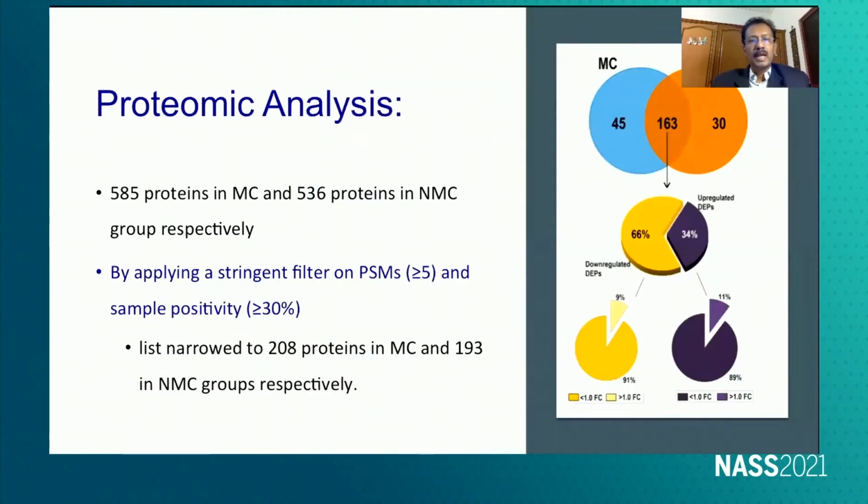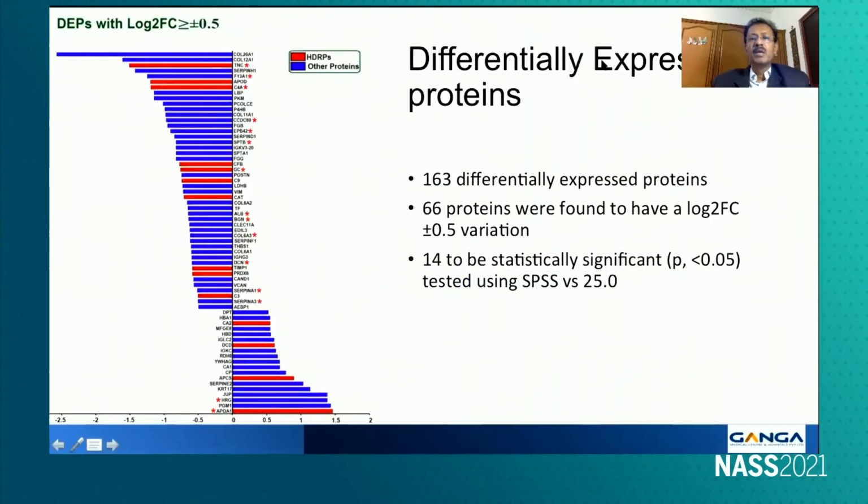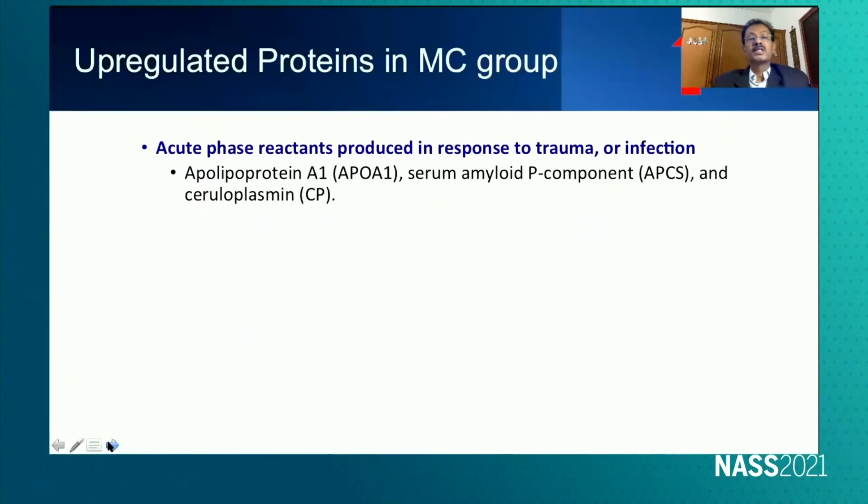Now, for proteomic analysis, 585 proteins were identified in Modic and 536 in non-Modic. But when we applied a stringent filter of greater than 5 PSMs and sample positivity in 30%, it was narrowed to 208 proteins in Modic change and 193 proteins in non-Modic change. There were 163 differentially expressed proteins between these 2 groups, and this was looked at using logarithmic statistics.